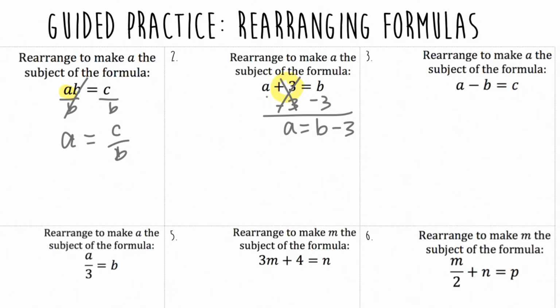Okay, let's take a look at the next one, number 3. Ask yourself, what is happening to A and how can I undo it? Hopefully you say we are subtracting B from A, we are taking B away from A, and the opposite of that is to add B. So I'm going to add B to both sides. That cancels out. That's what we want to happen. We get A equals C plus B. And again, I don't know what C equals, I don't know what B equals, but I know how to write that 2 things are being added together, so that's what I write.